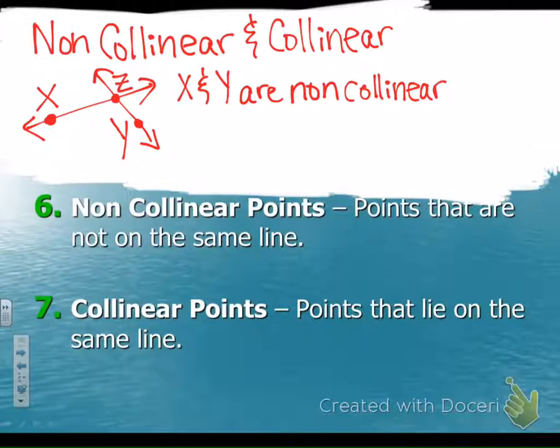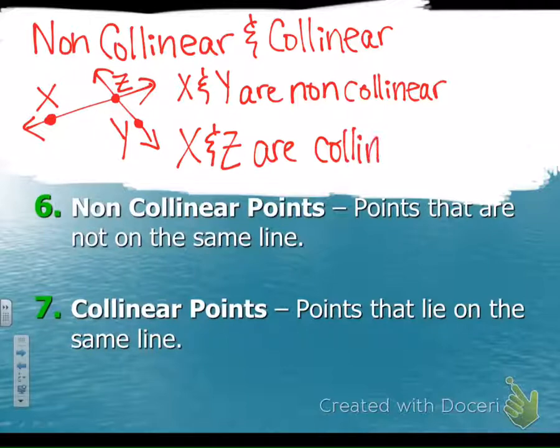And then for collinear, you have a couple options in this case, actually. You could say points X and Z are collinear. If you prefer to use points Z and Y instead of X and Z, that's fine. Y and Z are also collinear. Either way works for me.